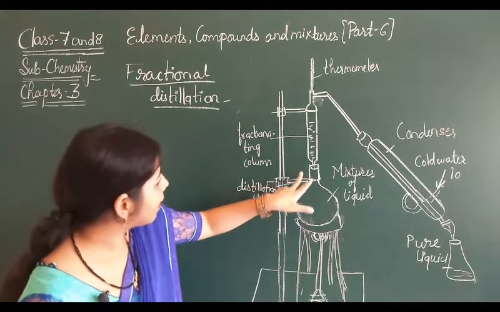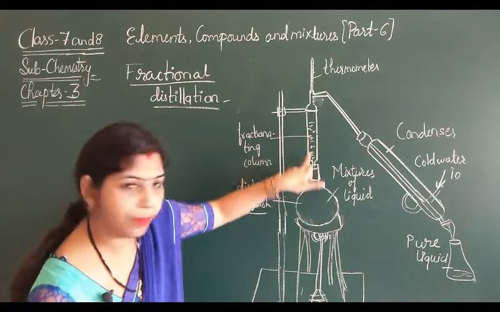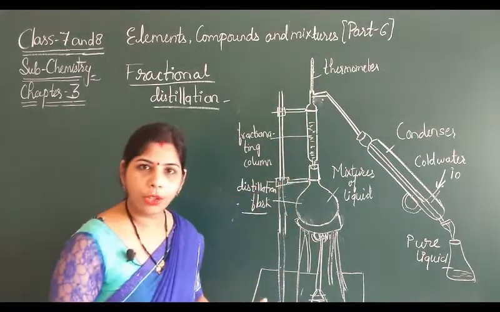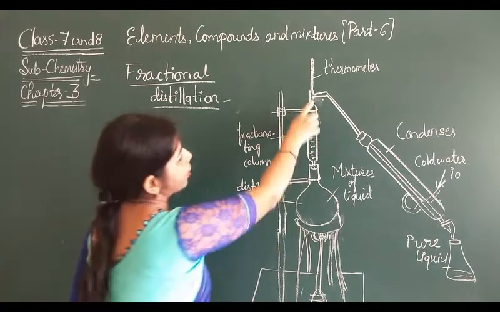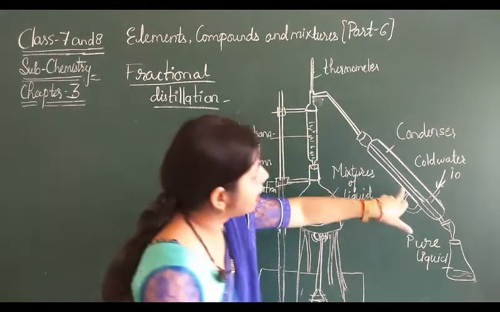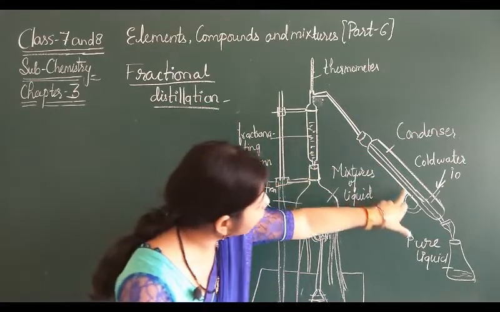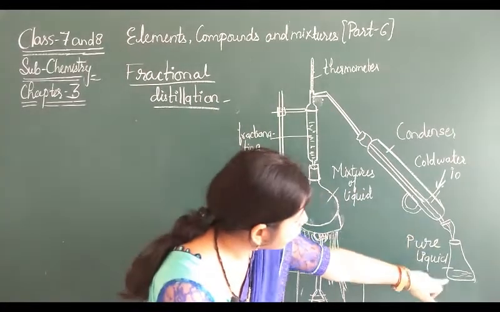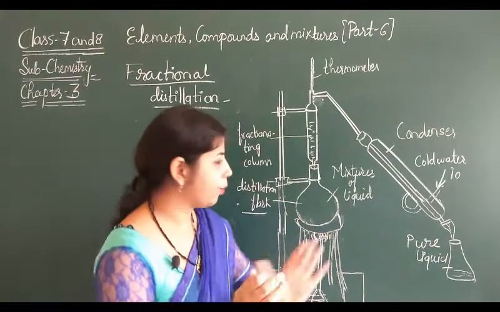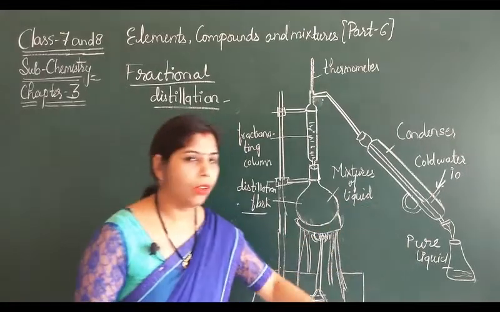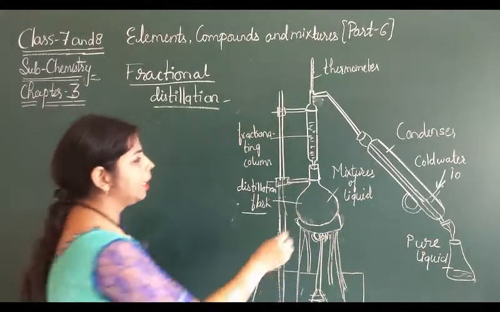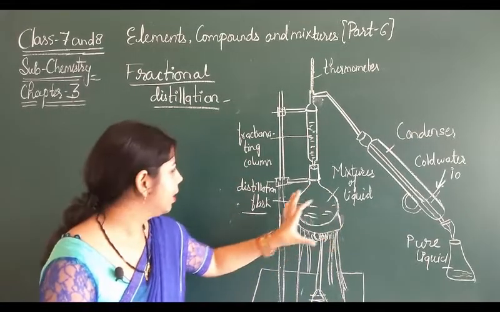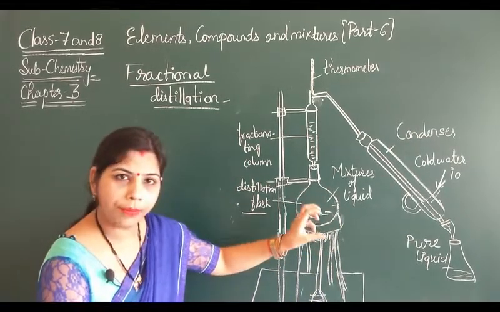On the fractional flask, one fractionating column is attached. And on that column a thermometer is fixed. To this fractionating column, a tube known as the condenser is attached, and this tube opens into the conical flask for collecting the liquid. Now what happens here? Here the mixture of liquids is kept in this flask. The mixture of liquids is going to be mixed.